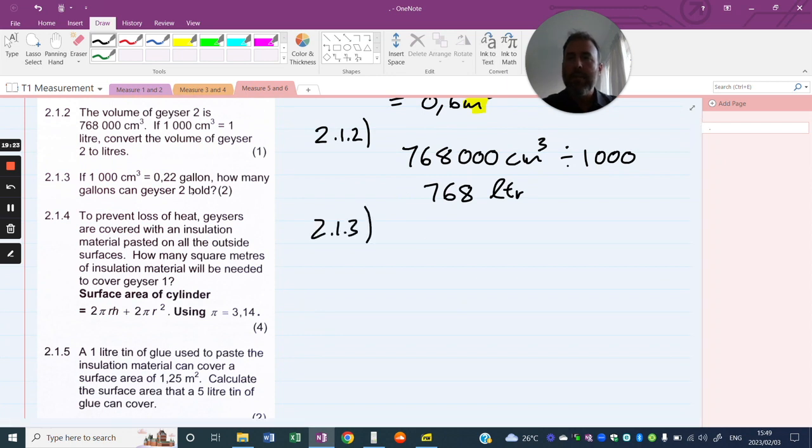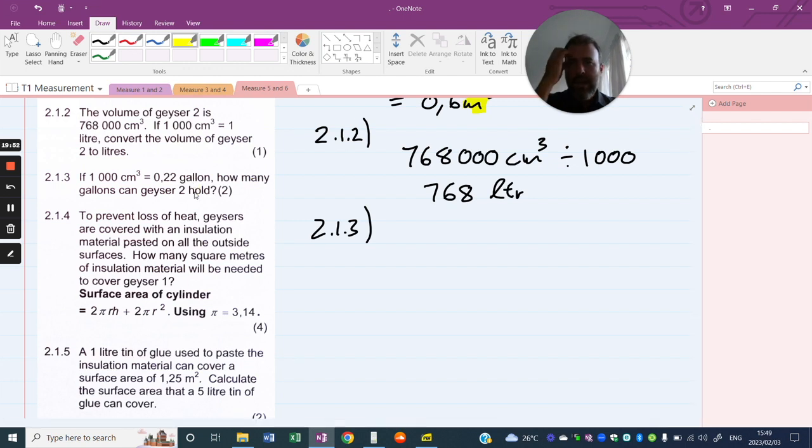And they're saying if 1,000 centimeters cubed is 0.22 gallons. So now this is going from metric on the left to imperial on the right. So they want us to do a metric to imperial conversion. And remember, for that, they always have to give us the conversion as well. So they've given it to us. They're saying if 1,000 centimeters cubed is 0.22 gallons, how many gallons can geyser 2 hold?